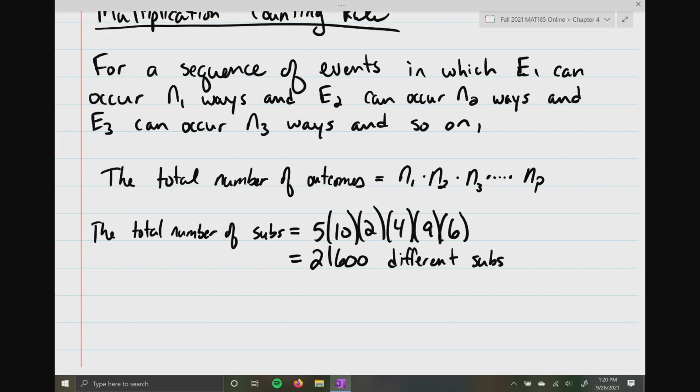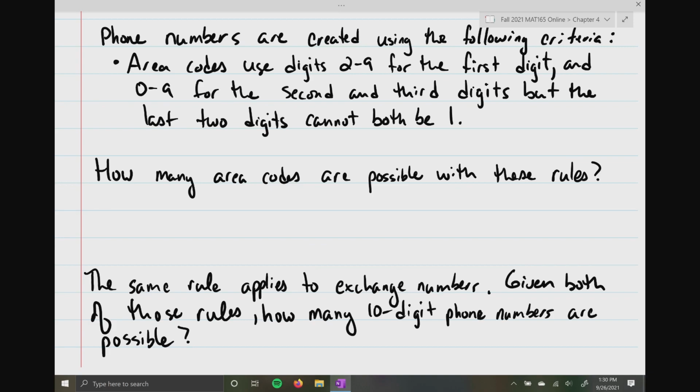So let me show another example of where we use this rule. All right, so here's our second example. We're going to talk about phone numbers. Phone numbers are created using the following criteria. The first is area codes use digits 2 through 9 for the first digit, and then 0 through 9 for the second and third digits. But the last two digits cannot both be 1. For example, I'm going to write it in red here.